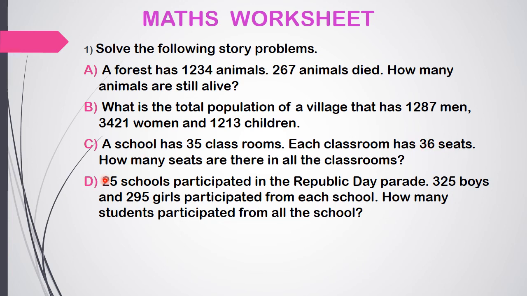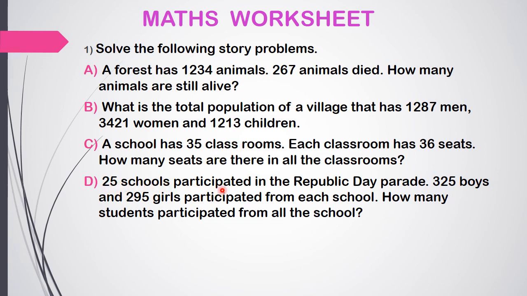Okay. Then the B sum: what is the total population of a village that has 1287 men, 3421 women and 1213 children? Here they have given the total number of men, women and children. So now you have to find out the total population. Whenever they ask for total, you have to add. So here you have to add these 3 numbers, then you will get the answer.